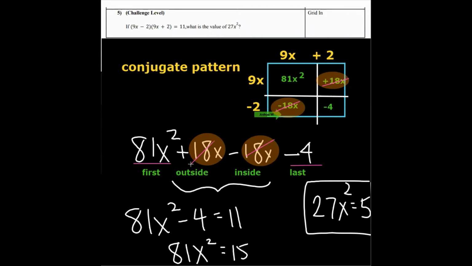81x squared is 15. But the writer wanted to know not what 81 of these squares are, but the value of 27. Thankfully, 27 is just a third, so if you divide both sides by 3 as a shortcut, you'll get 27 of these squares is equal to 5 units. The correct answer was 5.